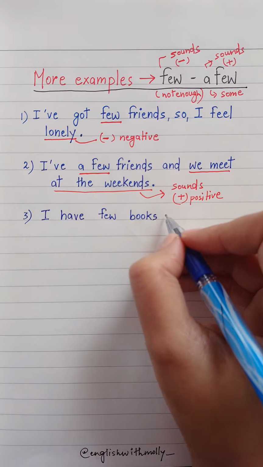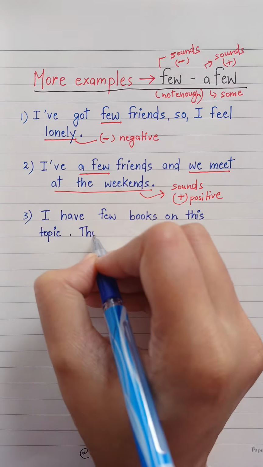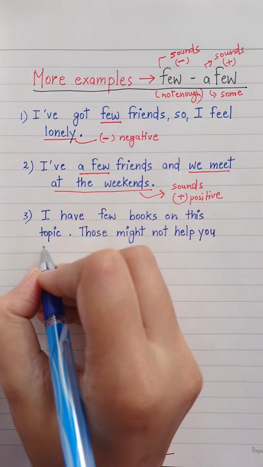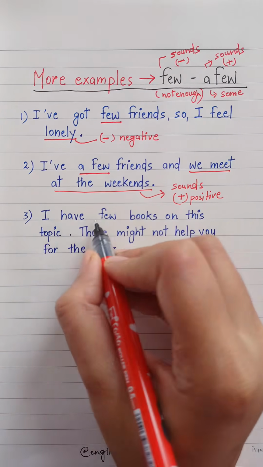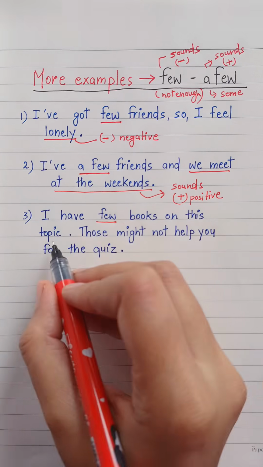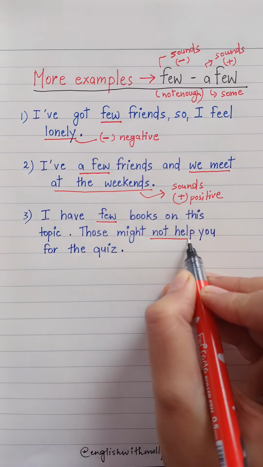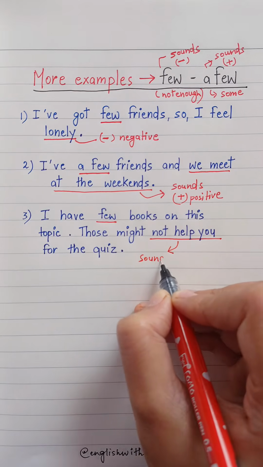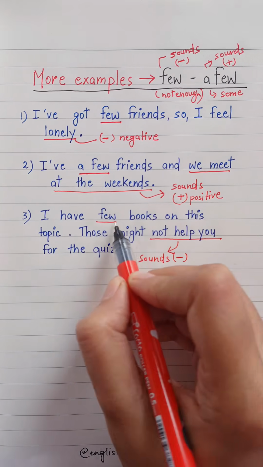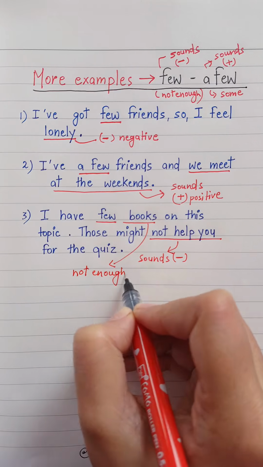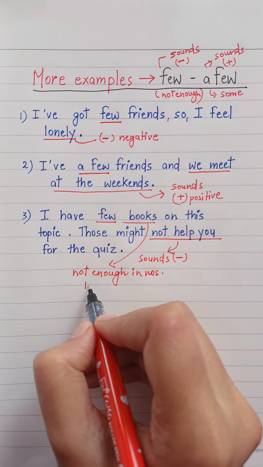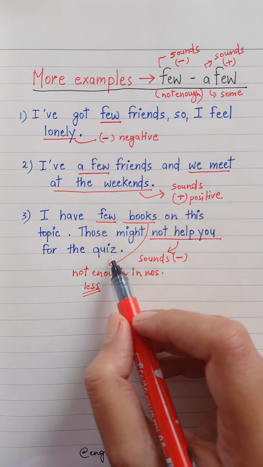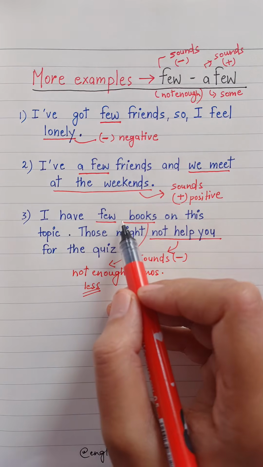Example number 3. I have few books on this topic. Those might not help you for the quiz. Here we have few books. Those might not help you. Not helping sounds negative. And as we know, few books means not enough books in numbers that could help the person for the quiz. Therefore, few is the correct answer.